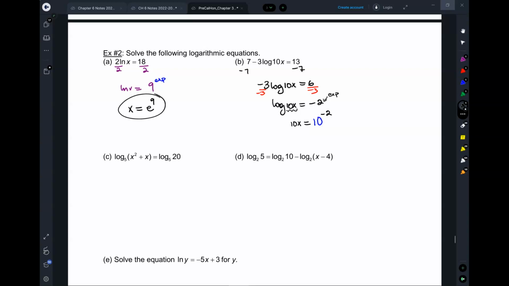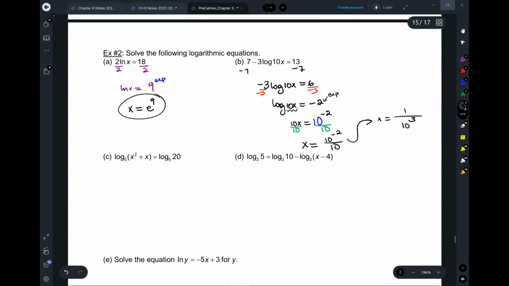Okay, let's move on. I'm going to answer your question right now. So now we're going to divide by 10. We're going to divide by 10. So what I get here is x is equal to 10 to the negative 2 over 10. So x is 1 over 10 cubed, right? So 1 over 1,000. Okay?